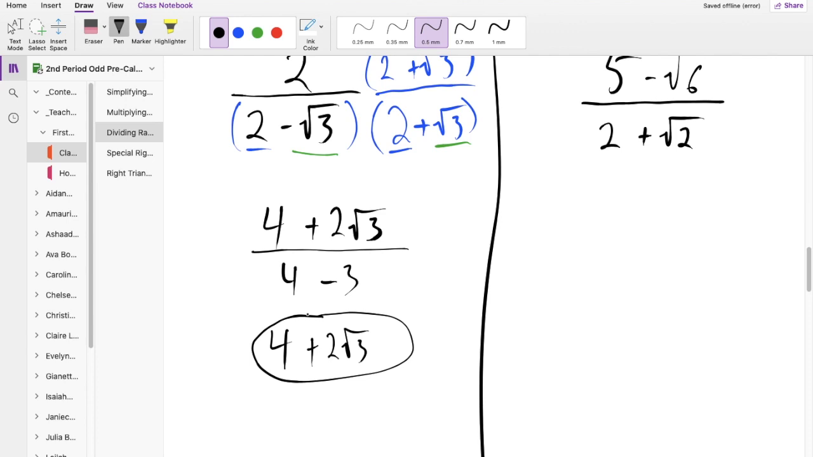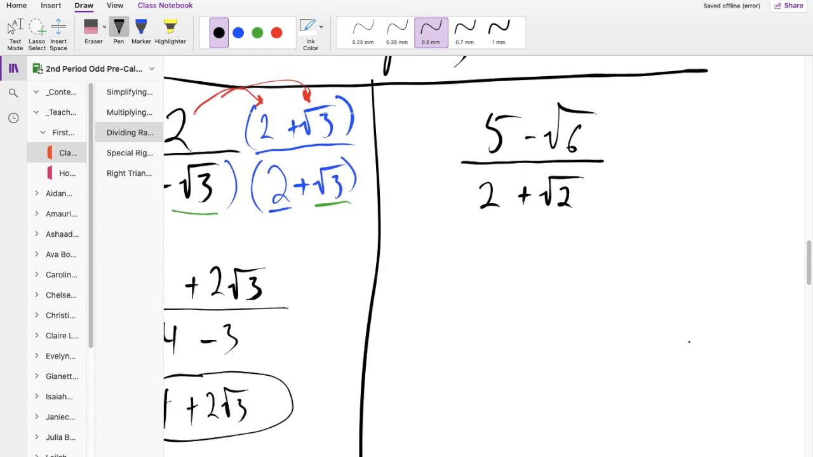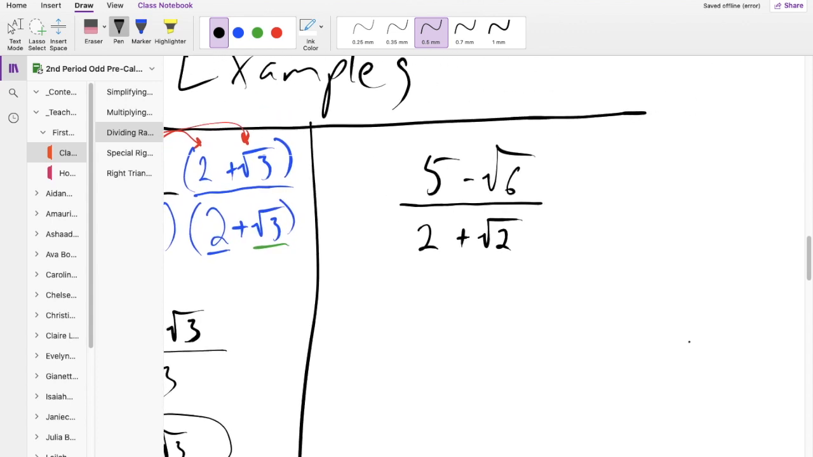So again, we're going to be working with conjugate pairs. You've used conjugate pairs in previous maths, especially when you're thinking about factoring and stuff like that. So now let's try the next one. So we have 5 minus root 6 all over 2 plus the square root of 2.